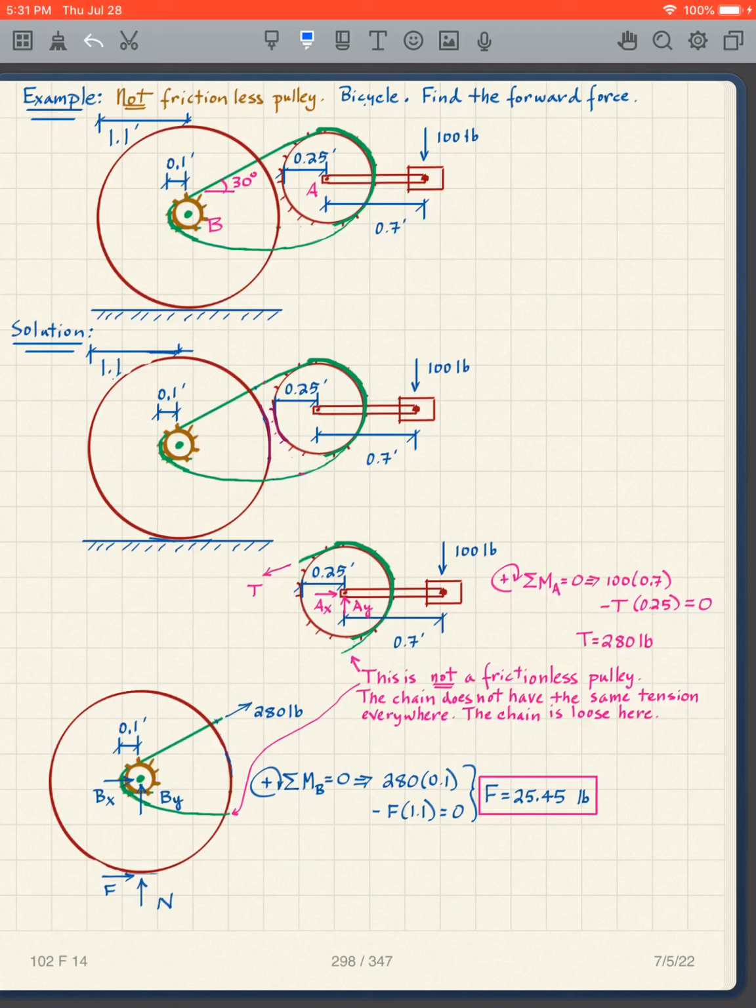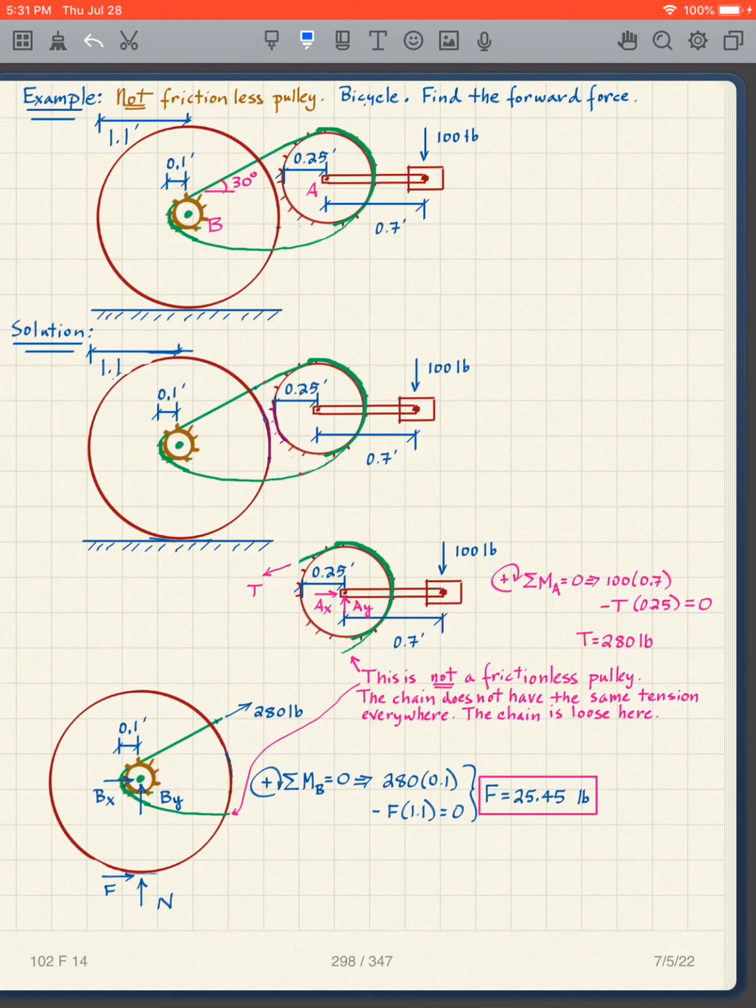There's no force there. And what do I have? I've got my AX and my AY at the axle. I have the 100 pounds there because I have to include the forces. And if I take the sum of the moments about point A equaling 0, I can see what my tension is.